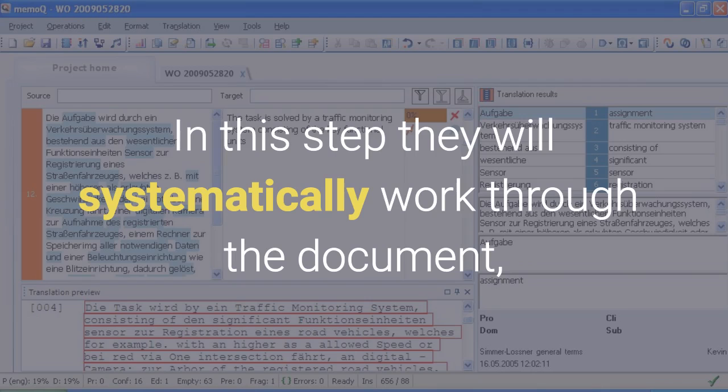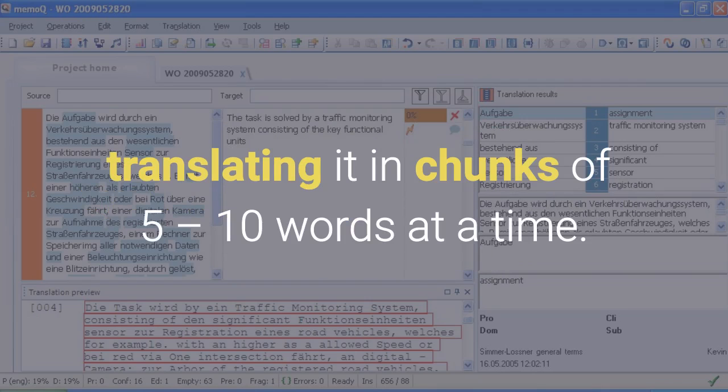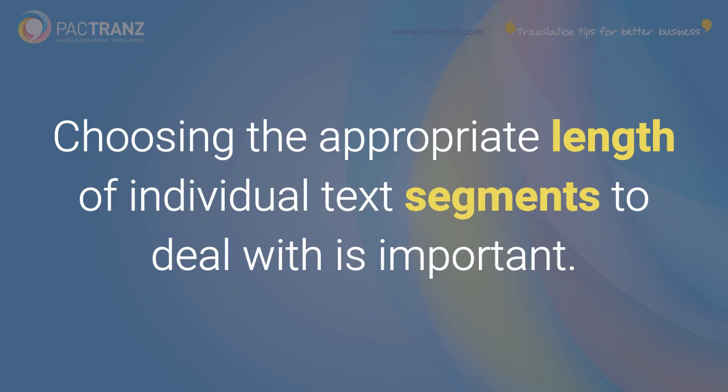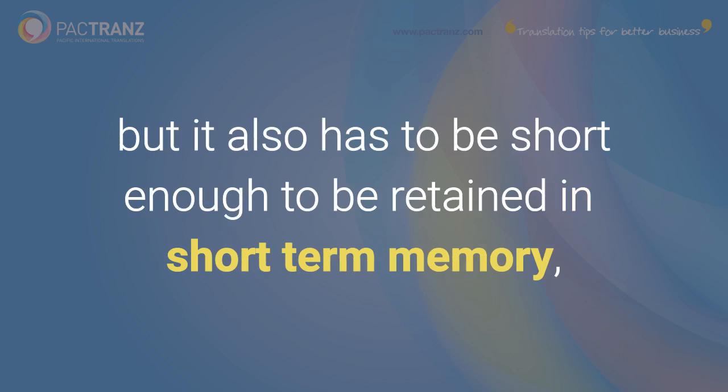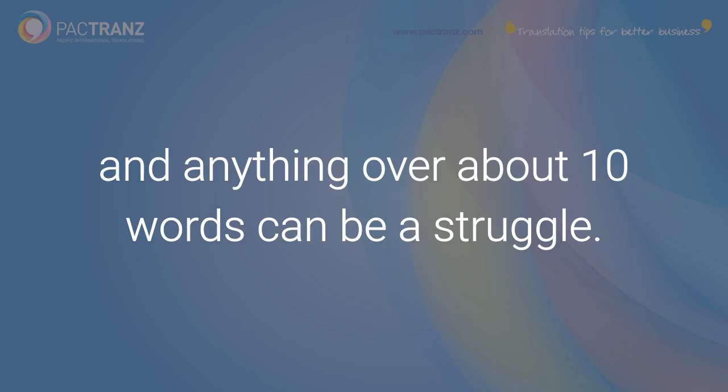Step 2. The initial translation. In this step, the translator will systematically work through the document, translating it in chunks of 5 to 10 words at a time. Now, choosing the appropriate length of individual text segments to deal with is important. Ideally, each segment will be a discrete and complete unit of meaning, but it also has to be short enough to be retained in short-term memory, and anything over about 10 words can be a struggle.